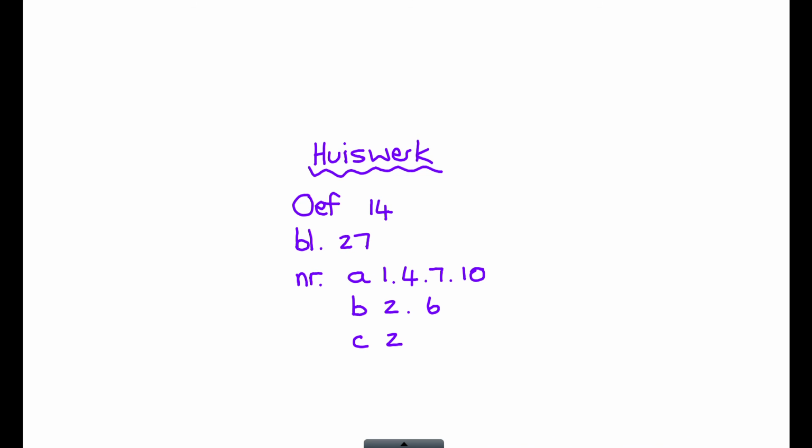Oefening 14, that's on page 27. At A, you do number 1, 4, 7 and 10. En dan by B, doen jy net vir my nommer 2 en nommer 6. Hy raak so 'n bietjie moeiliker by B en C. Then at C, only number 2. C is die moeilikste een. Maar gaan dink mooi, né? Right, you guys can then get started on that.